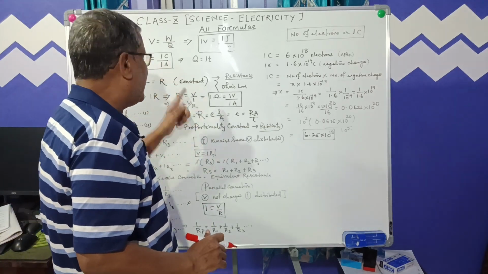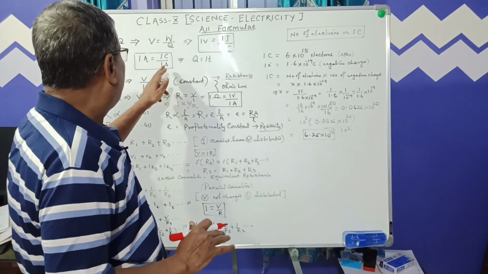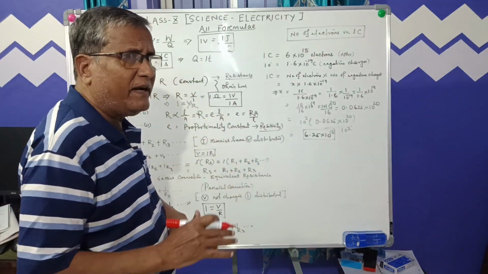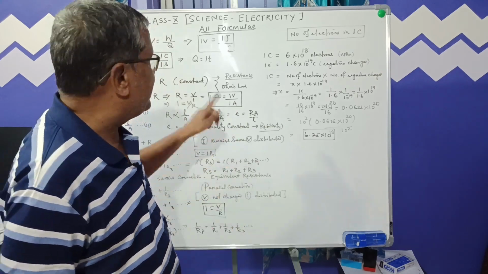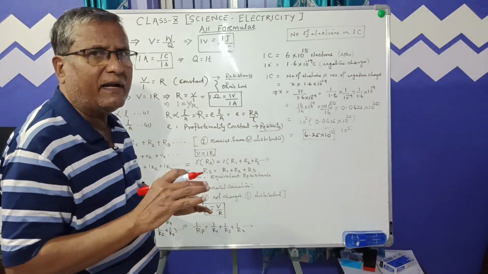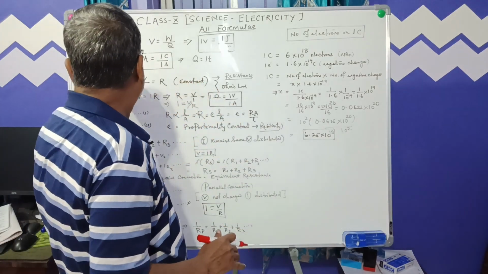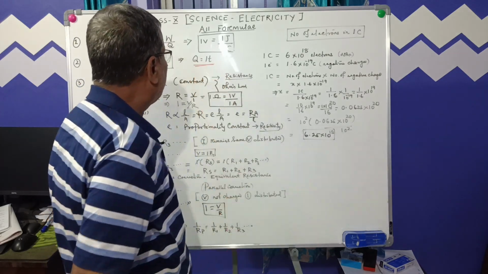When 1 coulomb charge flows through a conductor per second, the amount of current is 1 ampere. So by transposition, now you see Q is equal to IT. You remember this one.